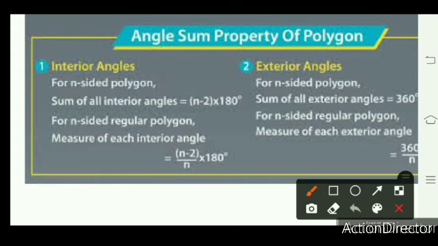Now here we will discuss angle sum property of polygons. Interior angles: for an n-sided polygon, the sum of all interior angles is equal to (n minus 2) multiplied by 180 degrees, right? For an n-sided regular polygon, the measure of each interior angle is equal to (n minus 2) upon n multiplied by 180 degrees. Here n-sided means the total number of sides is equal to n, so we put the value of total sides in the place of n, right? Now exterior angle.